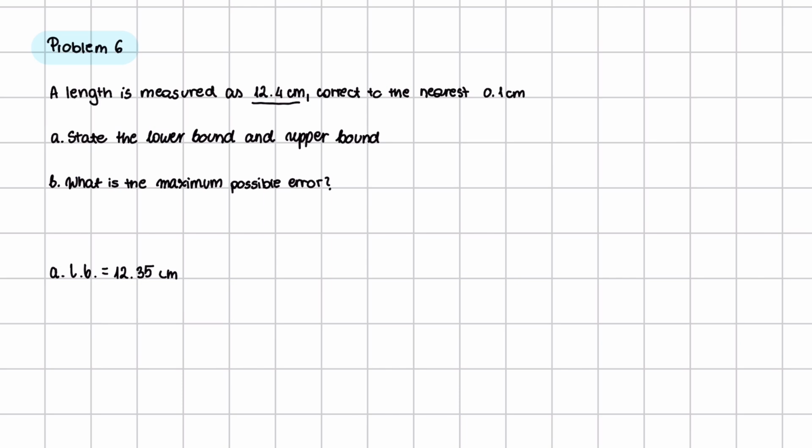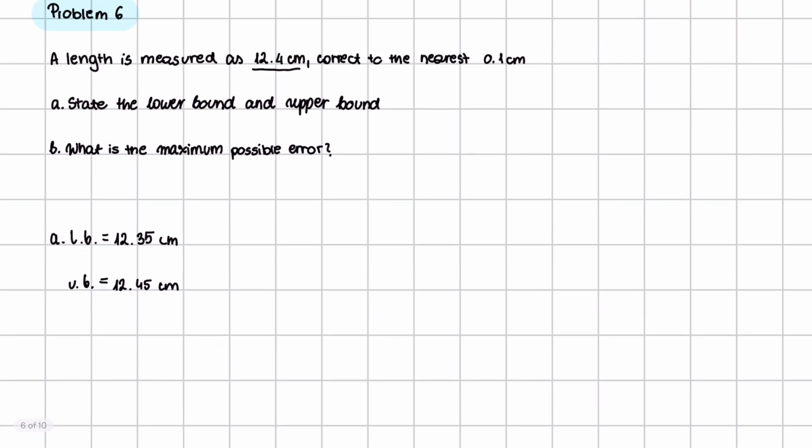And in the same manner, the upper bound theoretically will be 12.44, but we have to write 12.45 centimeters. However, we do not include this value, but when we are stating the lower and upper bound, we have to leave it like this, because it is necessary to calculate the maximum possible error, and the maximum possible error is half of the difference between upper and lower bound.